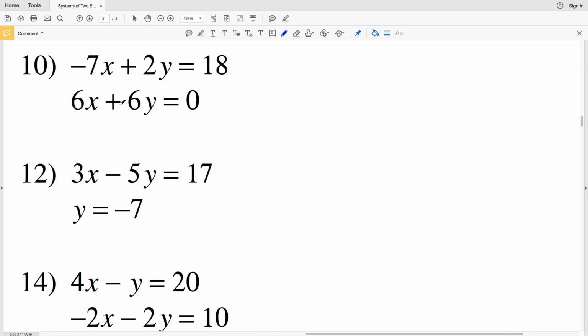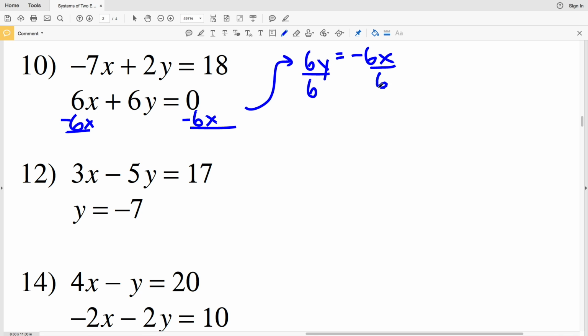In number 10, I'll start by looking at this bottom equation and I'll subtract 6x from both sides. That will give me that 6y is equal to negative 6x. Now all I need to do is divide both sides by 6 in order to get that y is equal to a negative x.